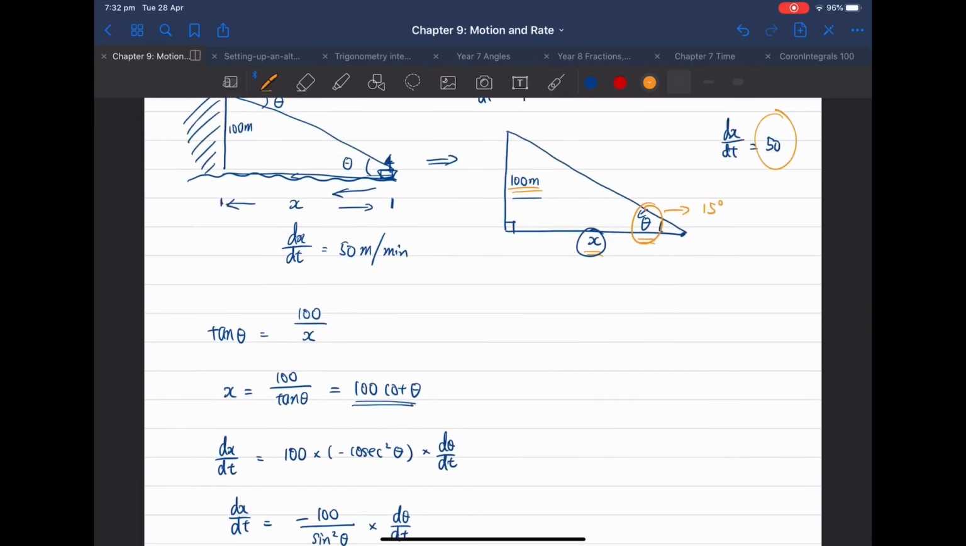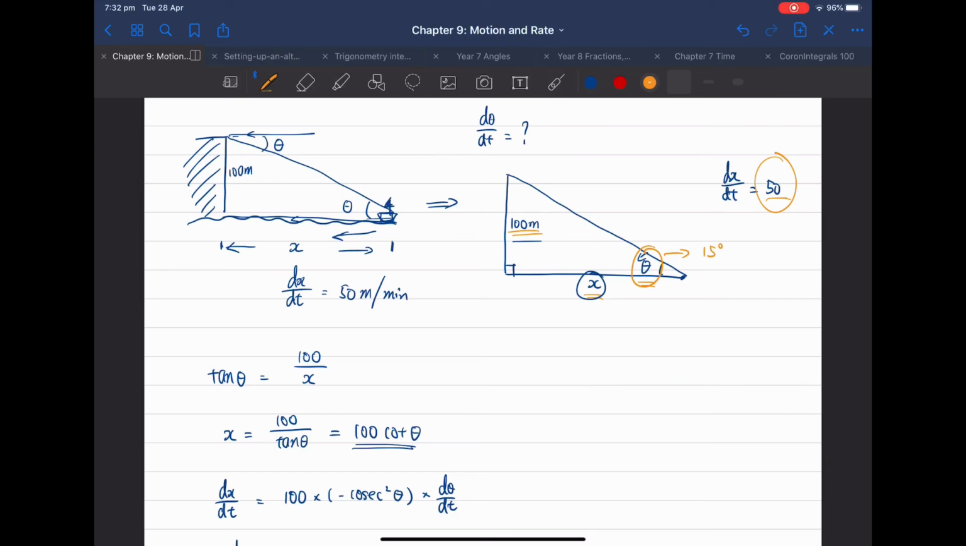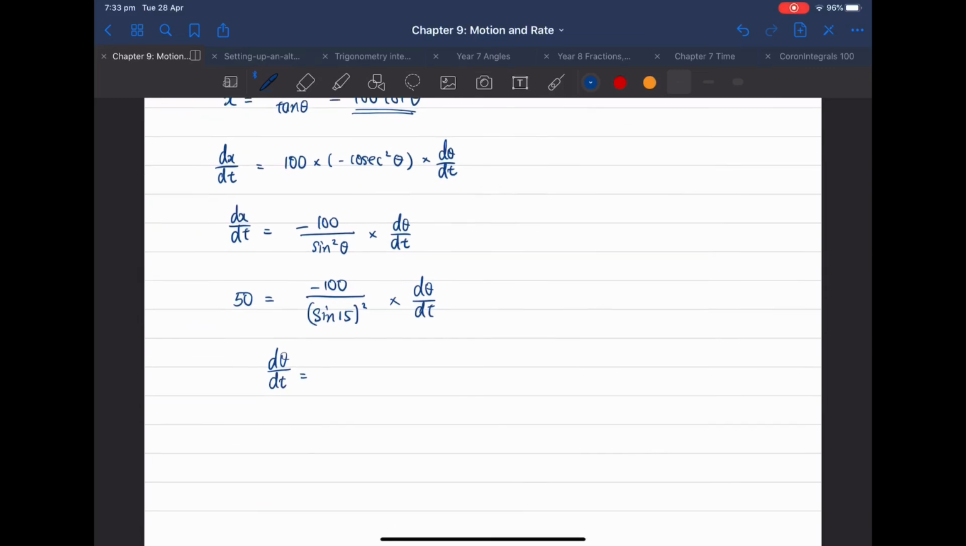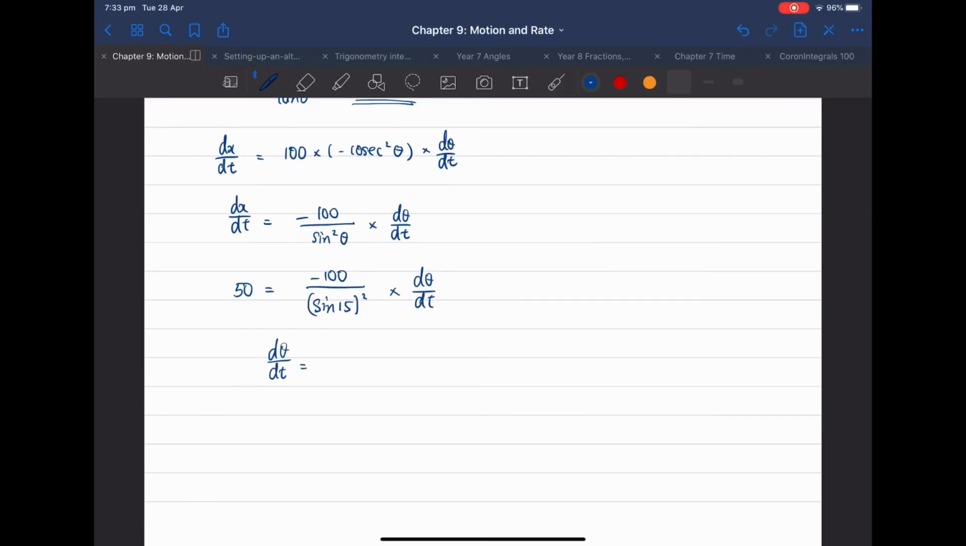Do we know dx over dt? Well, yes, we do. That's equal to 50. So here 50 is equal to negative 100 over sine 15 degrees square times by d theta over dt. Then the rest of the step will be just using a calculator to work out d theta over dt. After using a calculator, the answer is negative 0.033496, and it goes on.